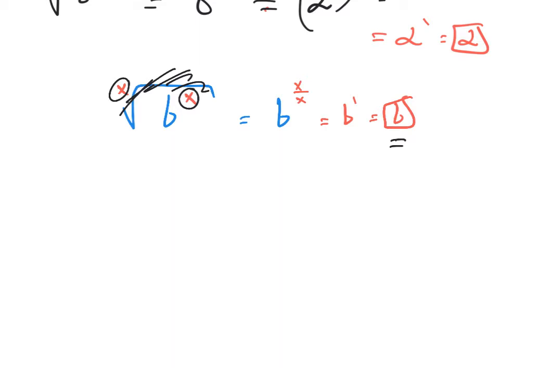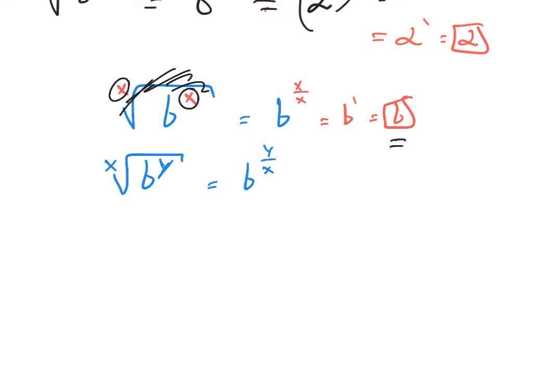So sometimes you may have an x root with an exponent. For example, the x root of b to the y. This is going to be b to the y over x. So sometimes you may have a different value.